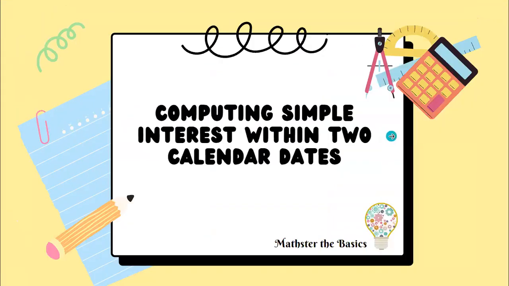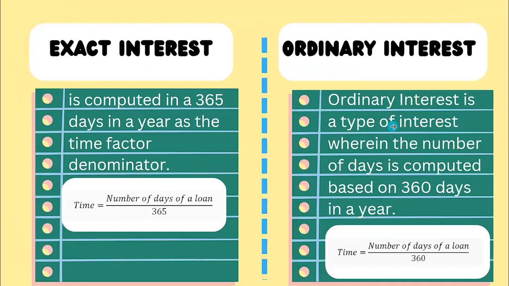Now, let's proceed in computing simple interest within 2 calendar dates. There are 2 types of simple interest: exact interest and ordinary interest. When we say exact interest, it is computed using 365 days in a year as the time factor denominator. So the formula to solve for the time in exact interest is: time is equal to the number of days of a loan divided by 365 days.